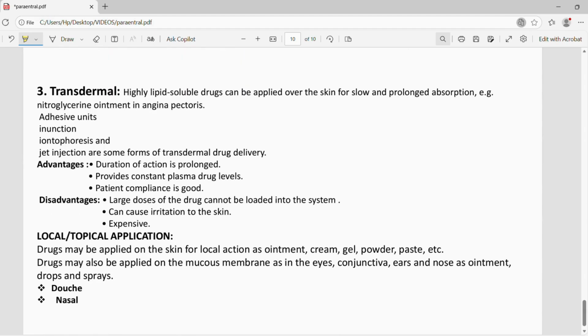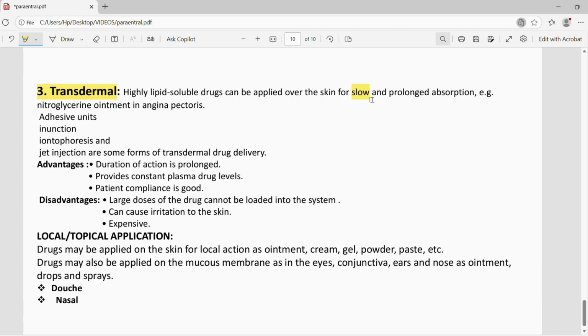Now next, third, transdermal. Highly lipid-soluble drugs can be applied over the skin for slow and prolonged absorption. Example, nitroglycerin ointment in angina pectoris. Highly lipid-soluble drugs means highly fat-soluble drugs can be applied on the upper layer of the skin, because the upper layer of the skin is largely made up of lipid. So there is slow absorption.